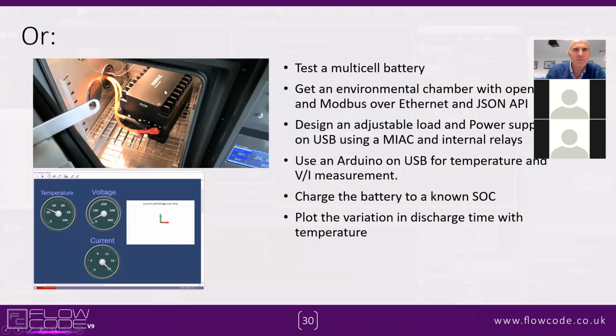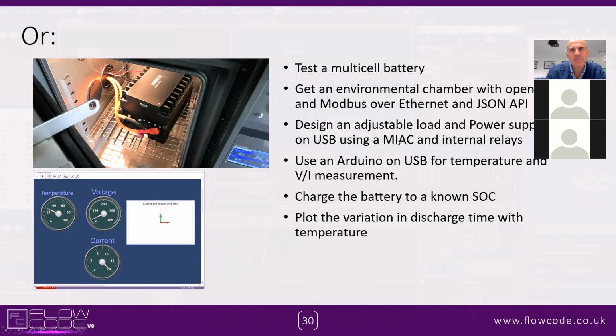You might be wanting to test a particular battery. You want to know its charge-discharge characteristics at certain temperatures. So you get an environmental chamber, and this particular environmental chamber can be controlled using the JSON protocol, which we've got written into Flowcode, and it can be controlled using Modbus over the Ethernet. So you've now got full control of your environmental chamber.